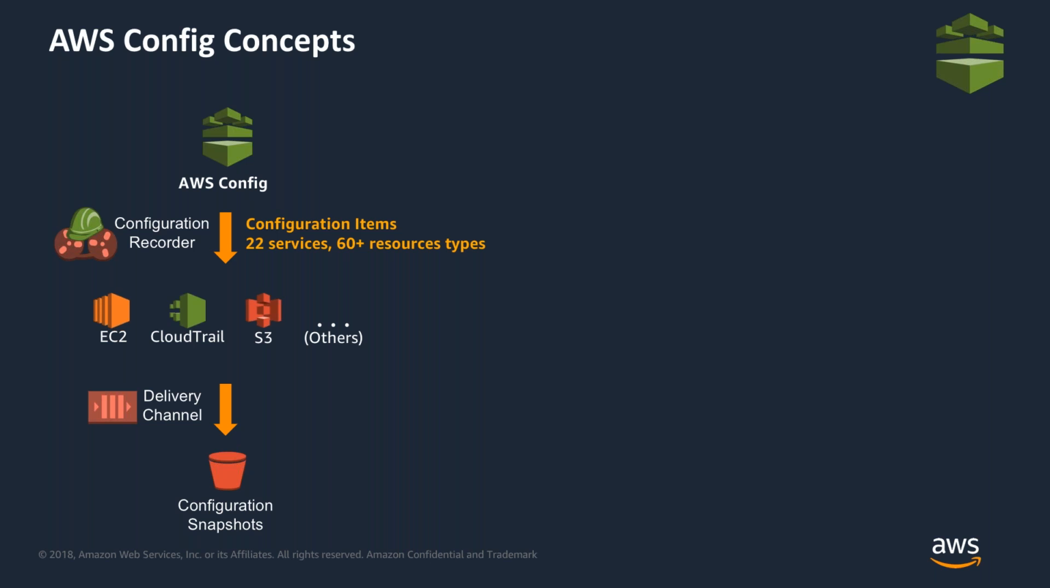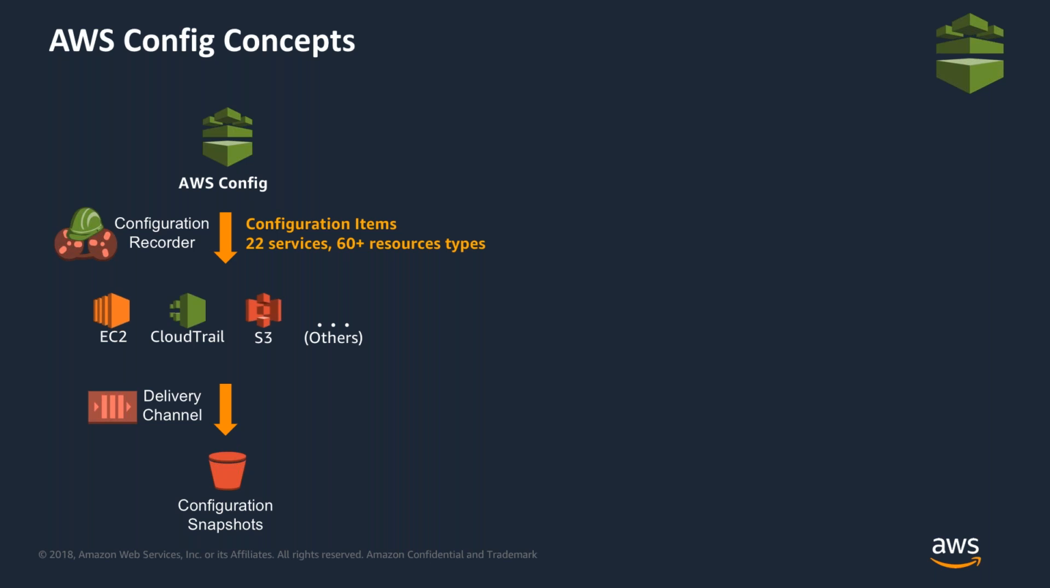Now, what the delivery channel delivers to S3 buckets are known as configuration snapshots. A configuration snapshot is a collection of configuration items for the supported resources that exist in your account. And these configuration snapshots are a complete picture of the resources that are being recorded and their configurations. The configuration snapshot can be a really useful tool for validating your configuration settings in your AWS account.